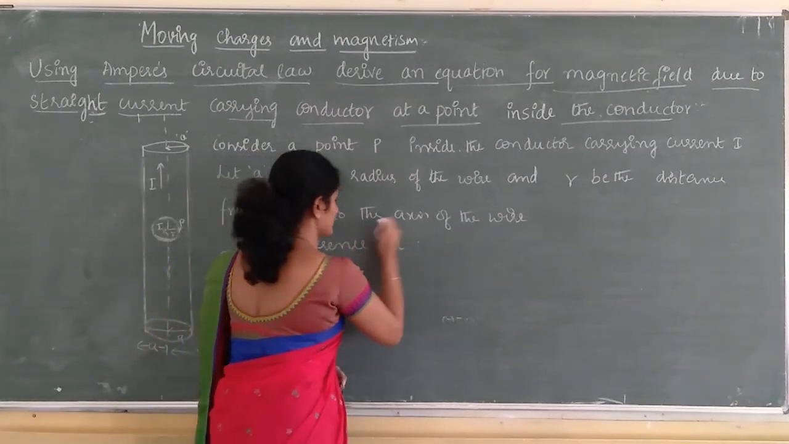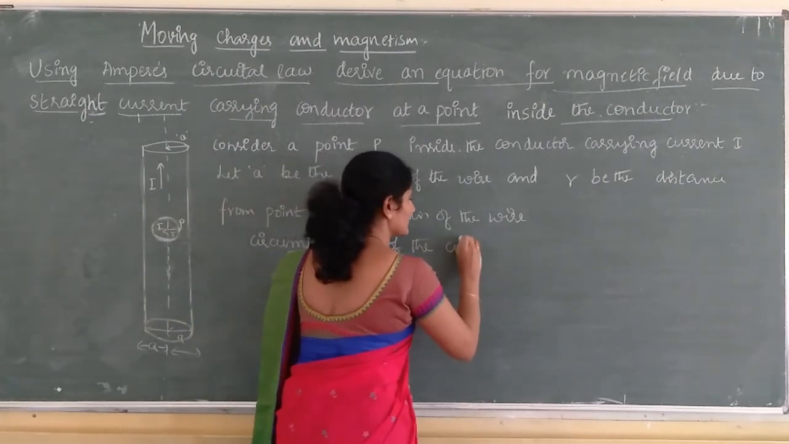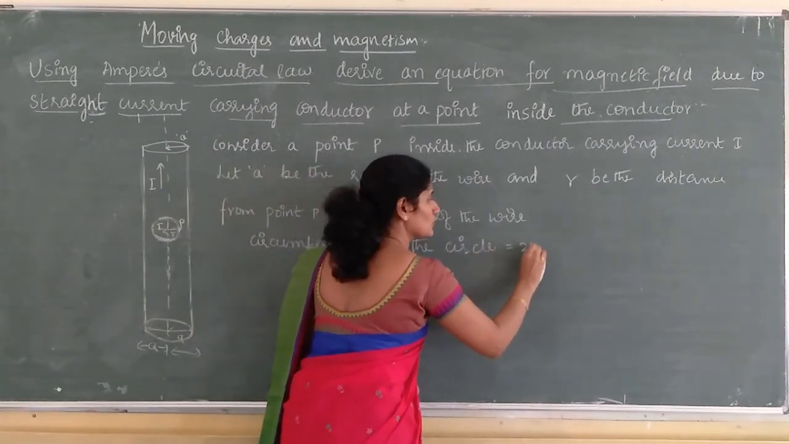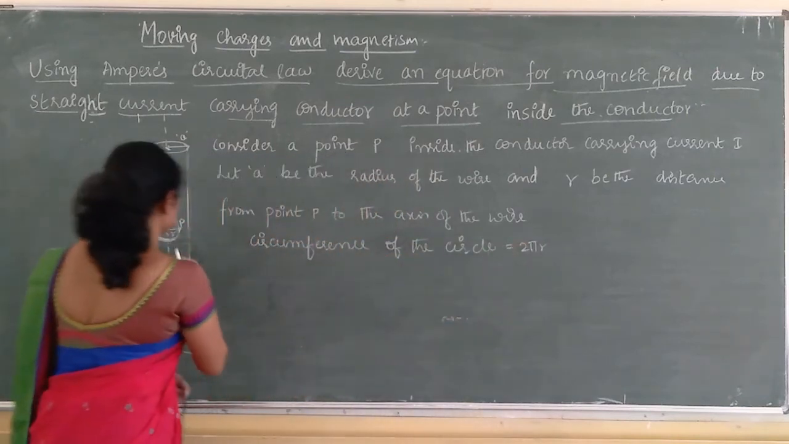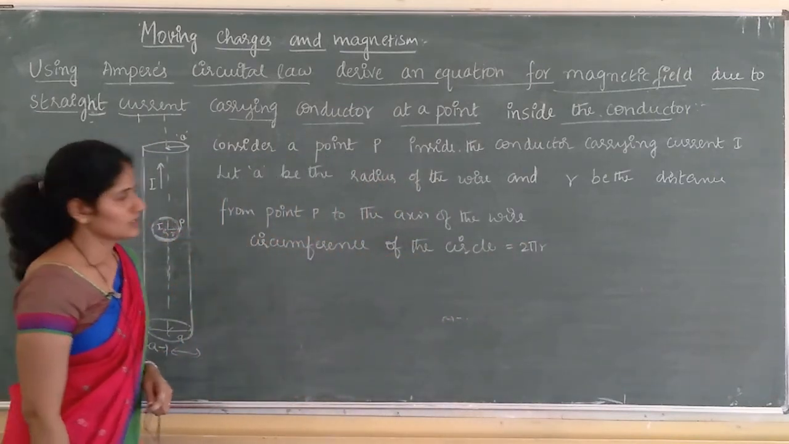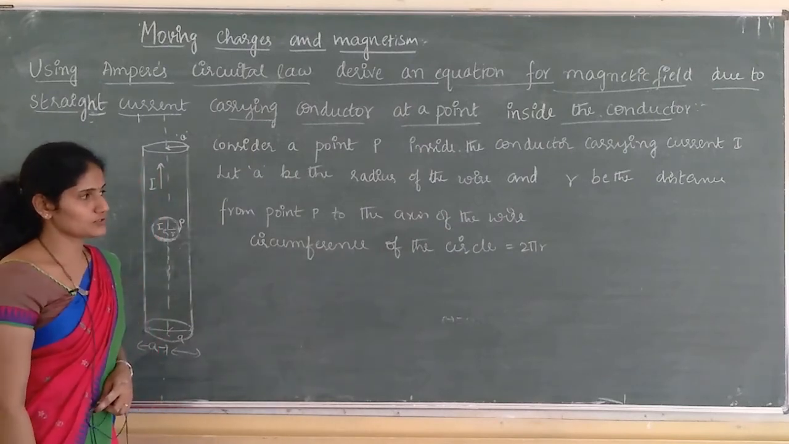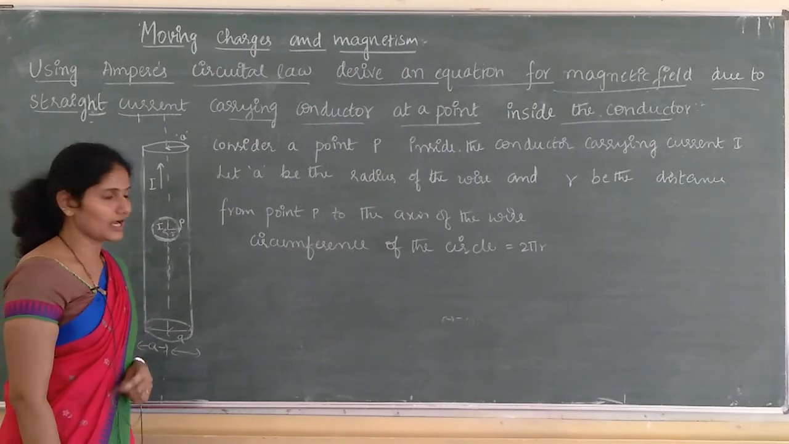So, the circumference of the circle is equal to 2 pi r, because r is the radius of the loop.